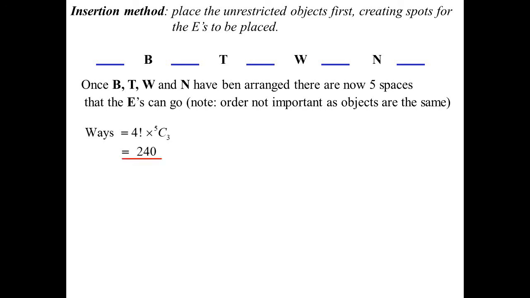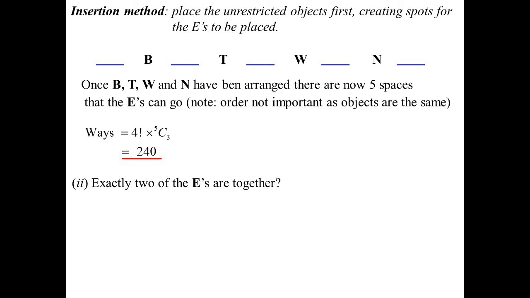Now that's a heck of a lot quicker than trying to work out all the actual spaces where the E's can go. So I arrange the B, T, W, and N, and then go, righto, I've got to put the E's in. Now, how many ways? Well, then you've got to fill the gaps. Exactly 2 of the E's are together.